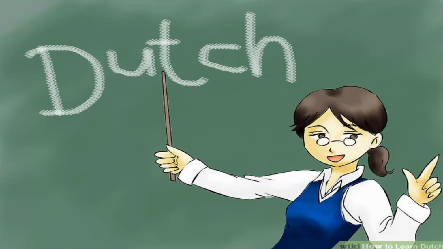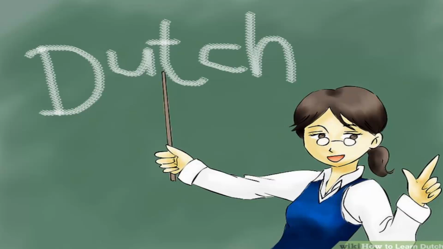Ask her if she's Ms. Peterson. Bent u mevrouw Petersen? She says, no. Listen and repeat. Nee. Say the Dutch word for no. Nee. She says, I am Ms. Jansen.